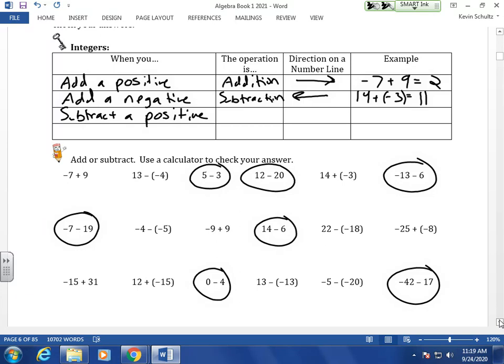Whether or not our first number is negative or positive, that doesn't affect the operation. We see that again here. That just tells you where you start. The operation when we do this is subtraction, which is again to the left on the number line. An example would be negative 13 minus 6, which is what?